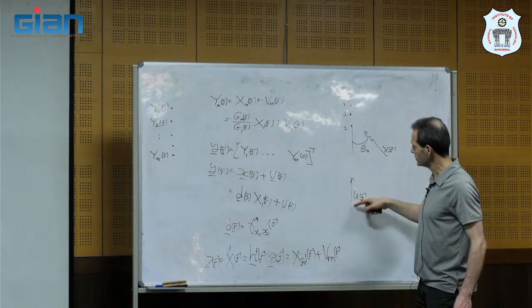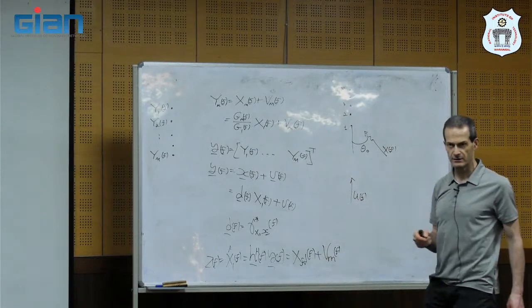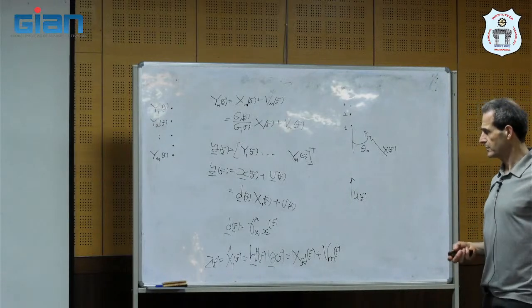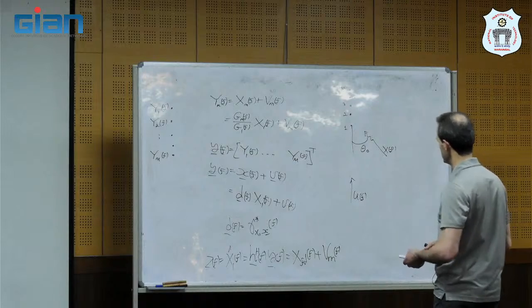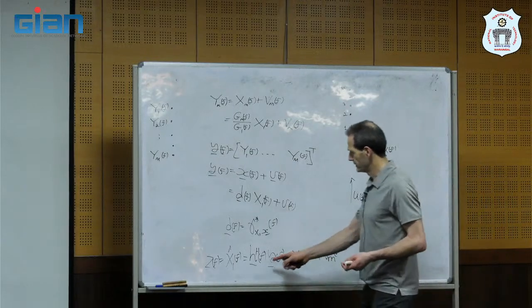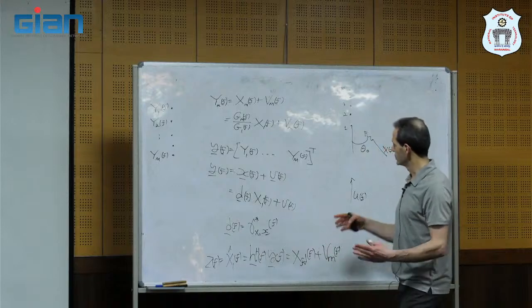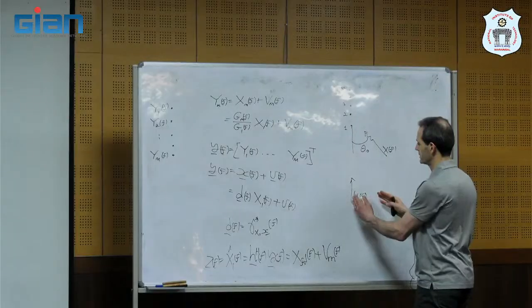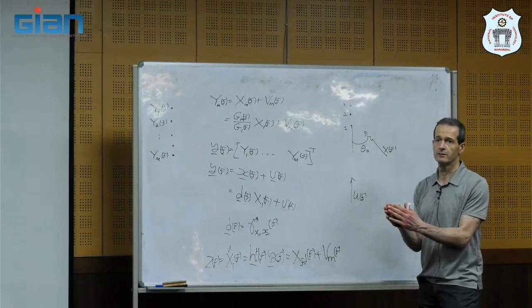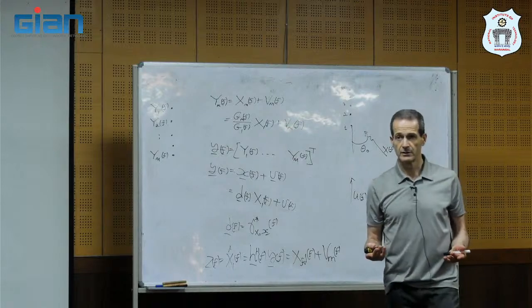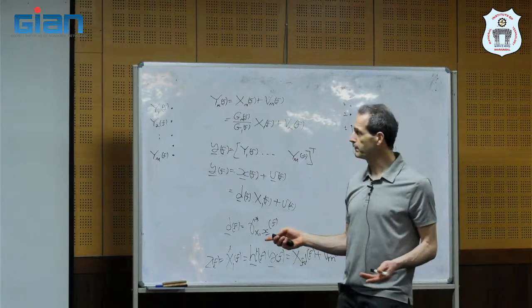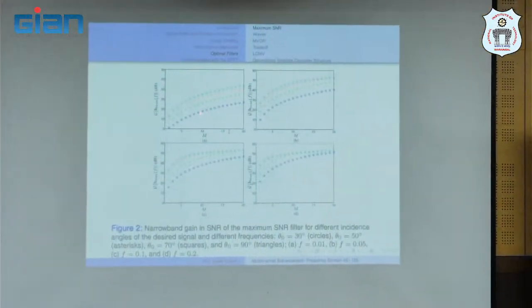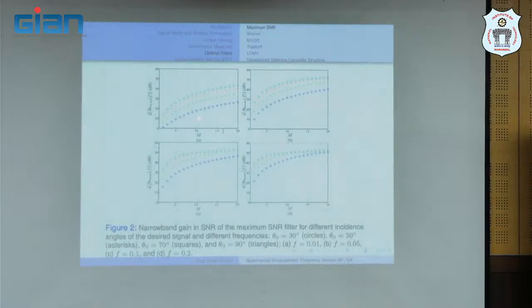So what we're trying to do is to keep the desired signal only from a certain direction, and suppress as much as possible interference from undesired directions. And we try to do that using this filter, so it's a spatial filter. If the desired direction and the undesired direction are close to each other, it's more difficult, so the performance will be less.